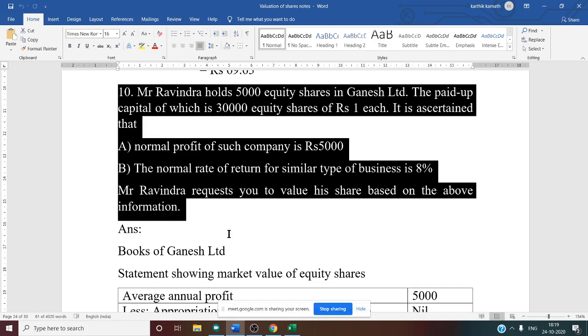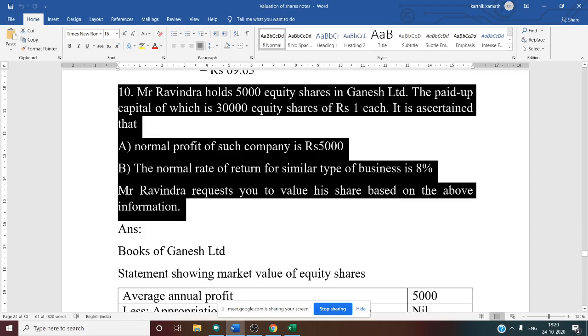Paid up capital of the company is 30,000 equity shares of 1 each. So what is the total share capital available in the company? That is nothing but 30,000 itself, because face value is 1. So 30,000 is the company's share capital, that is equity share capital or ordinary share capital. It is ascertained that normal profit of such company is 5,000.